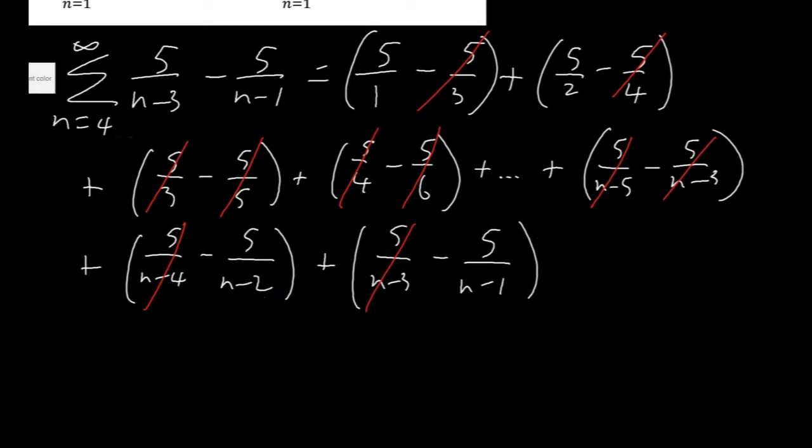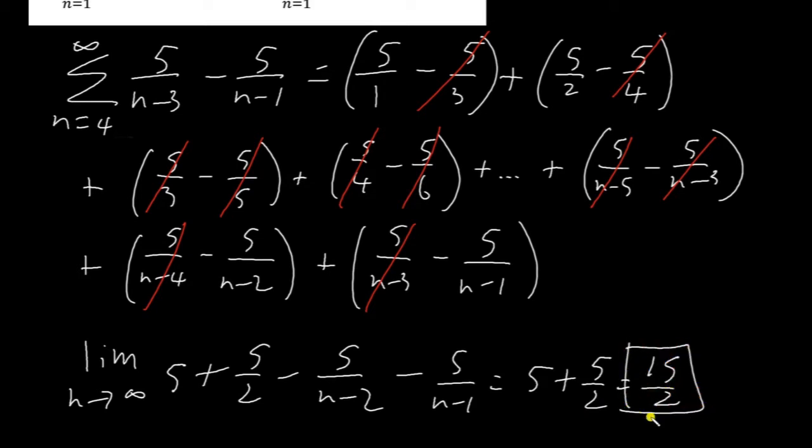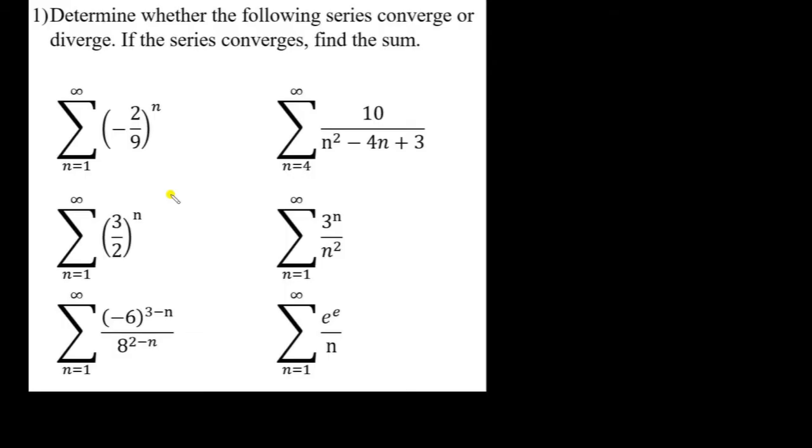Okay, so now remember, after we did all that, all we've got to do is take the limit of this leftover, the stuff that survived the purge, as n approaches infinity. So the limit as n approaches infinity of, what do we have left? We have 5 plus 5 halves minus 5 over n minus 2 minus 5 over n minus 1, which is 5 plus 5 halves, or 15 halves. So this series does converge by the telescoping series test.